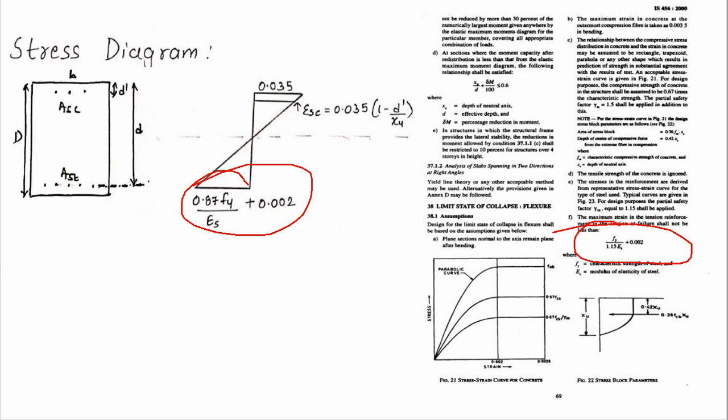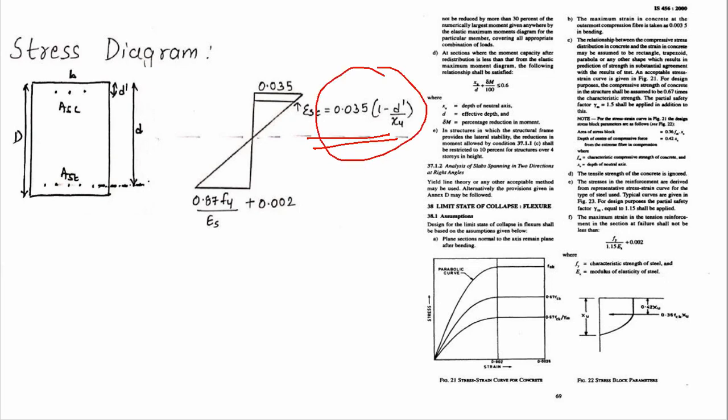The new thing that has been added is this epsilon SC. Epsilon is strain, S stands for steel, and C stands for compression. So strain in steel in compression. Again, this value you do not need to memorize. It is mentioned in your IS code, but as we have seen, you need to know exactly where the values are being given. So this value you can get from page number 96.